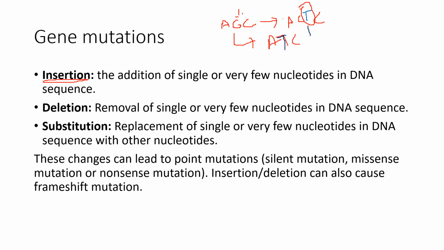So over here, if I remove this C, then it will produce A, T, C, this new nucleotide. The nucleotide is deleted. Substitution is the replacement. If this C is replaced by T, then this is substitution mutation. These changes can lead to point mutation.